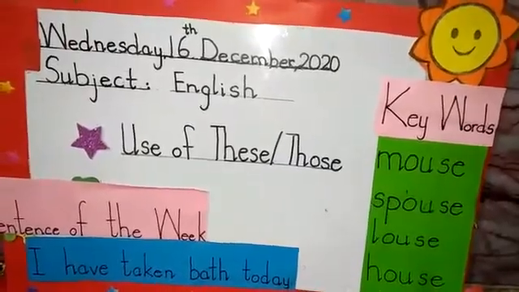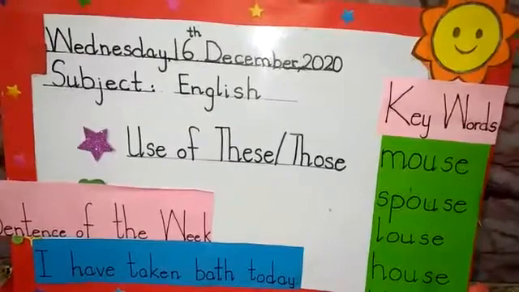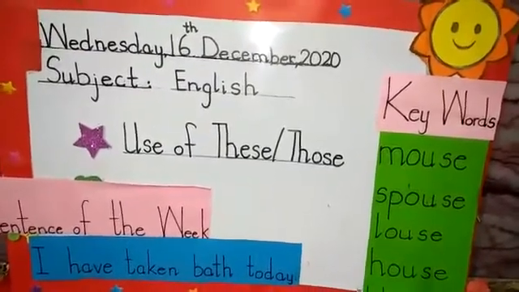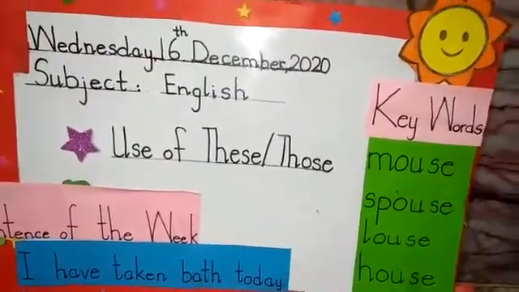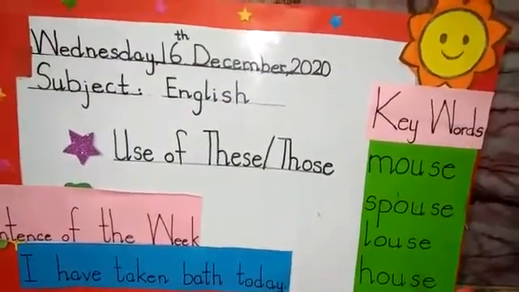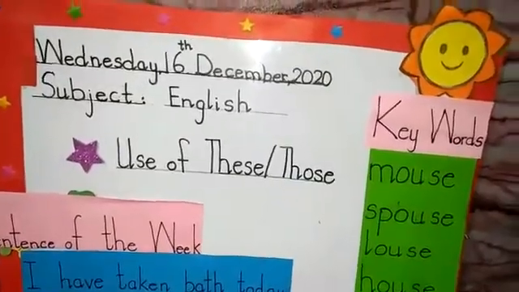Okay. Now there is a difference between these and those. These and those are used with plural things, objects. Okay, and this and that are used with singular things.